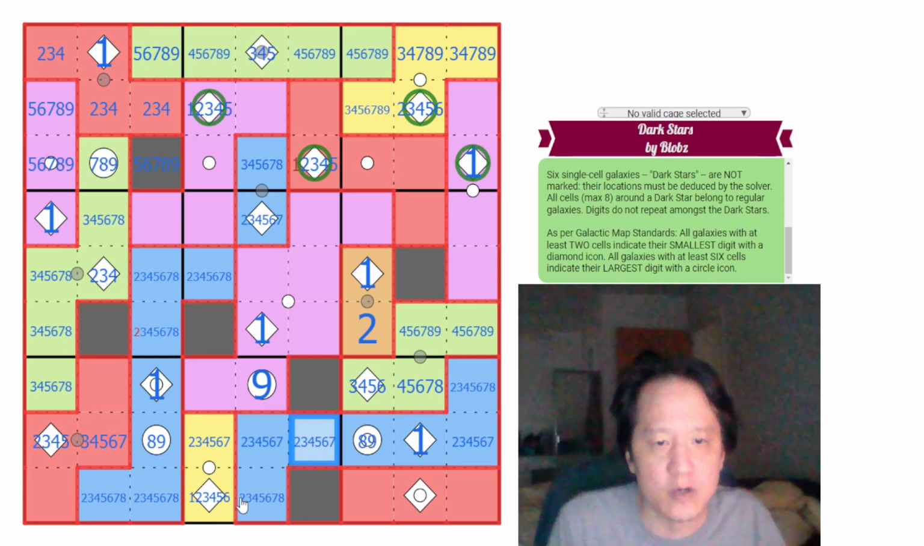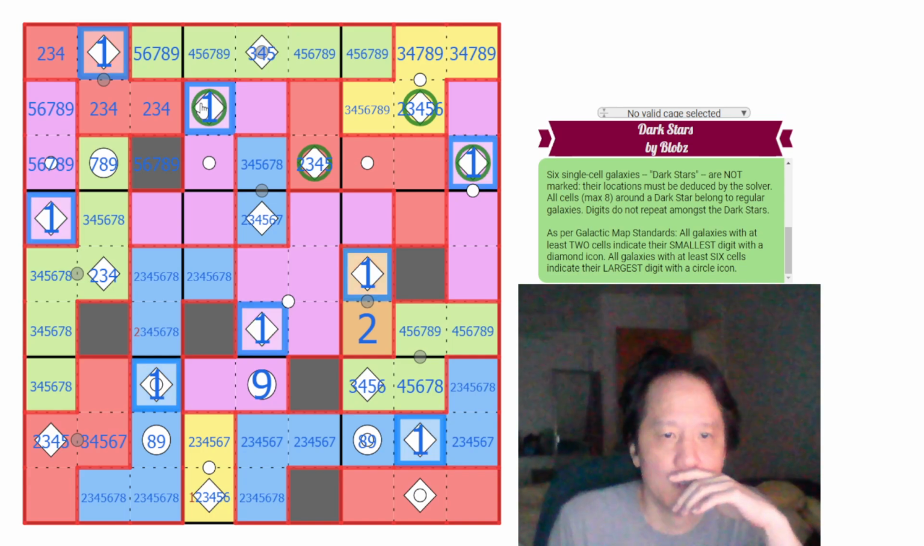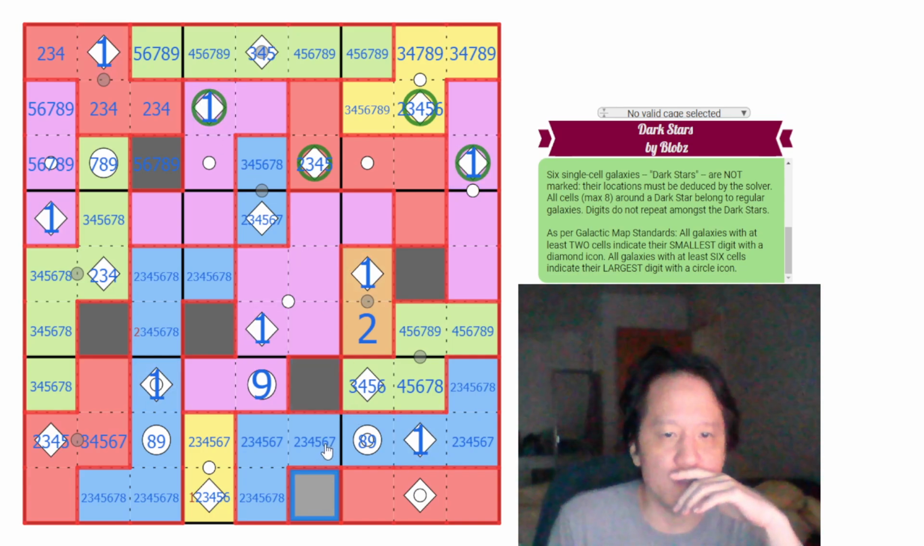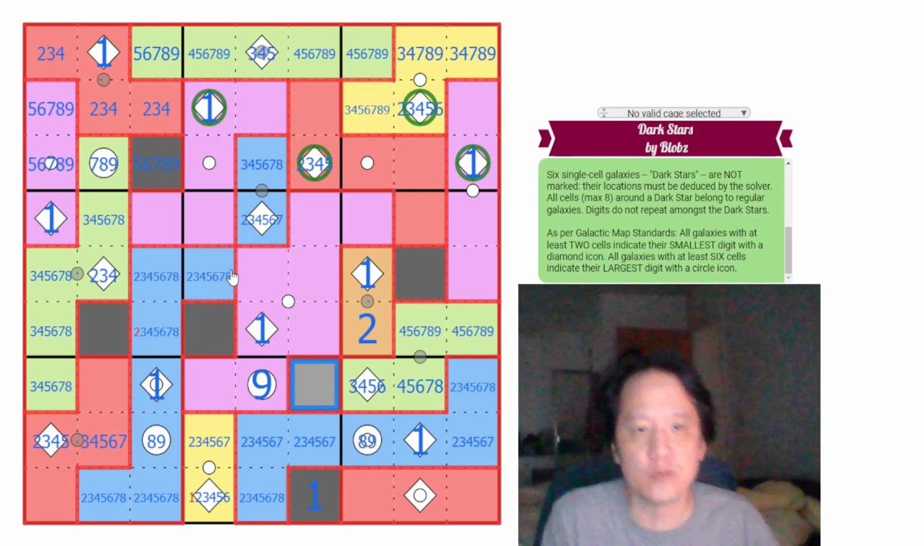This can't be 1. Therefore, this has to be 1. This can't be 1. Oh, wait, no. This can't be 1. So this has to be the 1 also. There's no other place for it. So that means one of these, this can't be it. So this is 1. So that's a dark star with 1.